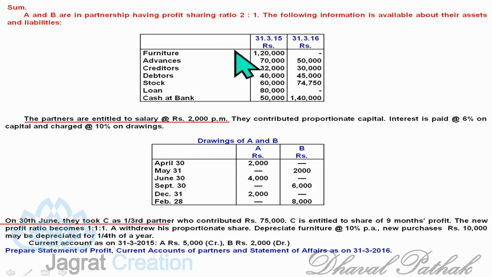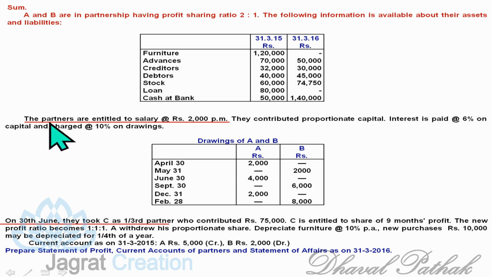That is 1,50,000 fixed capital of A, 75,000 fixed capital of B, and I am also given the details of current capital account of A and B. So in the opening statement of affairs, I have got bifurcated capital, but in closing statement of affairs, I will get the combined capital of A, B, and C. Over and above, you are given the adjustments: salary to a partner, interest on capital, interest on drawings. All these adjustments are given.